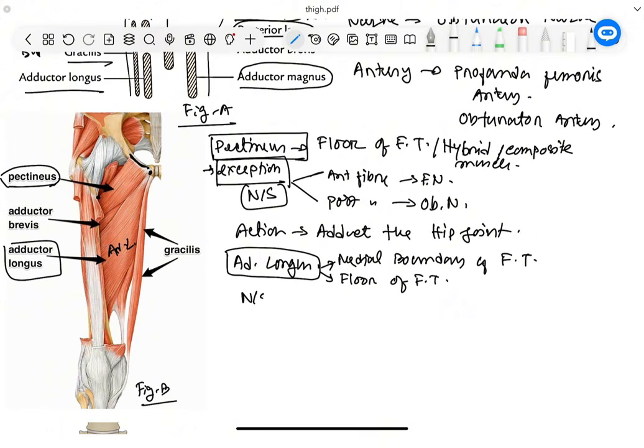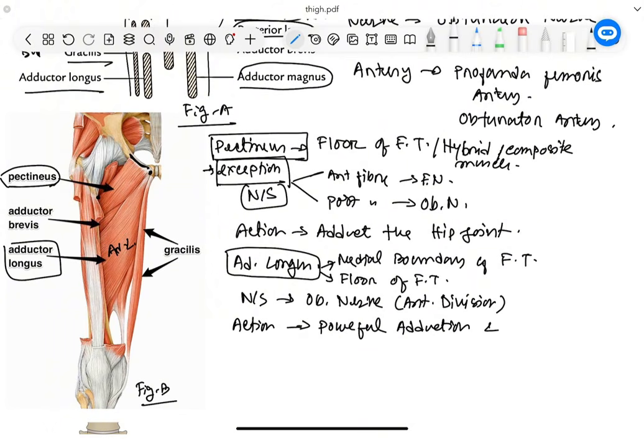What is its nerve supply? Its nerve supply is by the anterior division of obturator nerve. Anterior division. And what is the action? It is the powerful adductor and medial rotator of the thigh at hip joint. Keep in mind, it is the powerful adductor and medial rotator of hip joint.